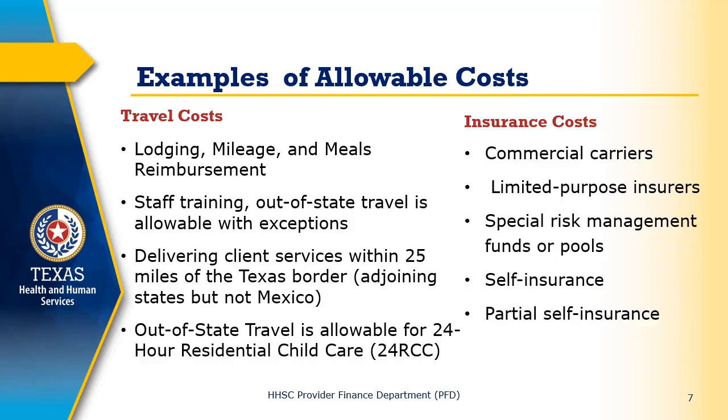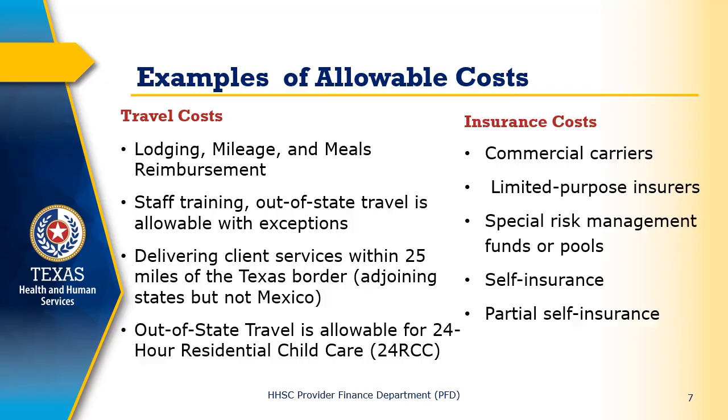Travel costs that are allowable on the cost report include lodging expenses, mileage, and meals reimbursement incurred during business travel. It is important to note that funding for out-of-state staff training is allowable only if the staff training is not available in the state of Texas. Delivering client services is permissible within a 25-mile radius of the Texas border, including neighboring states but excluding Mexico. Finally, out-of-state travel expenses are only allowable for specific programs, such as 24-hour residential childcare, 24 RCC.